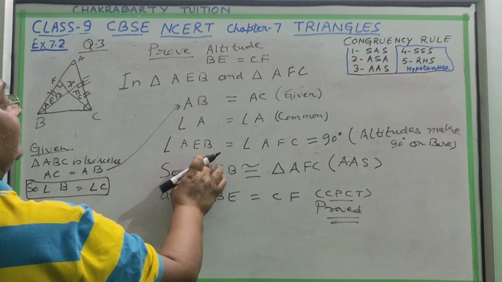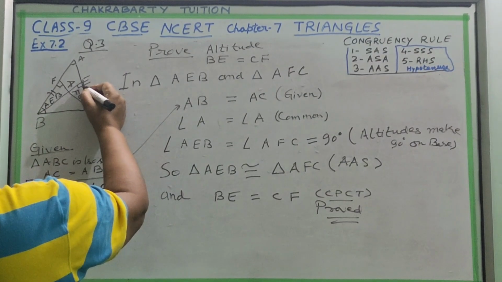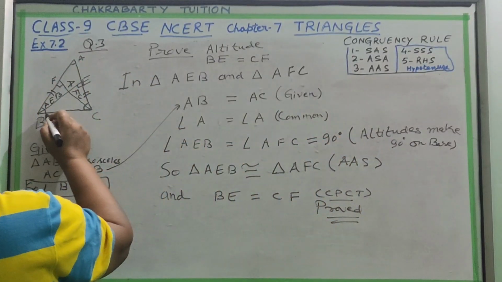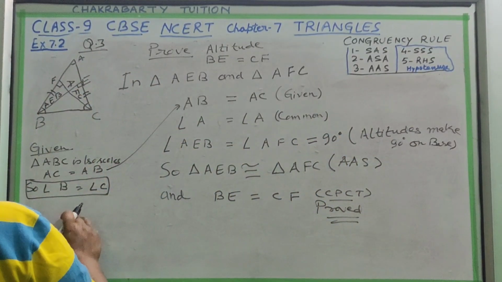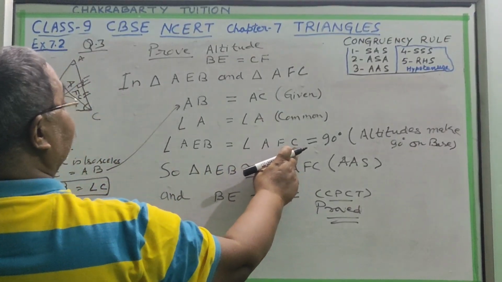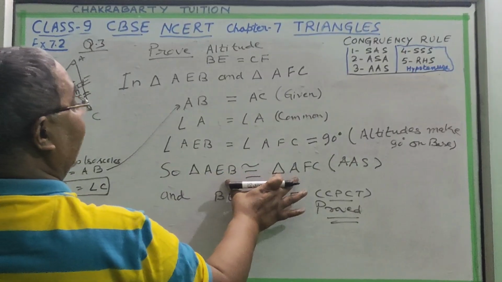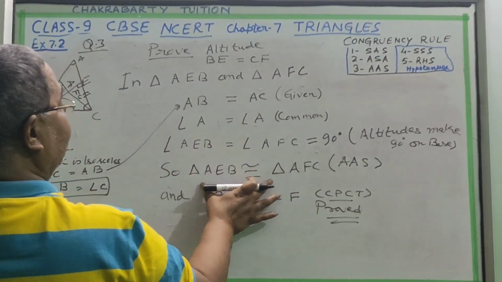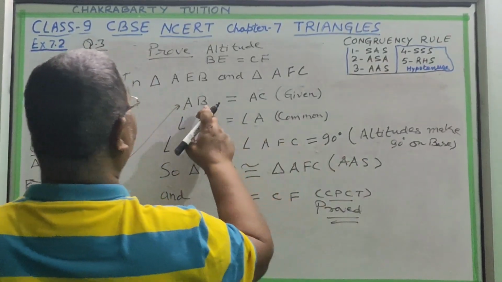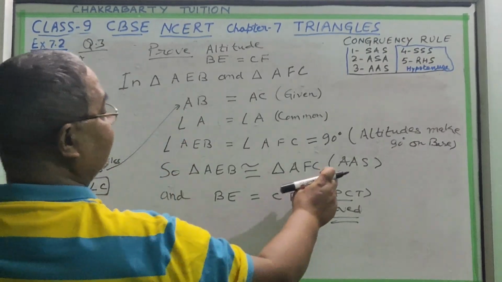In triangle AEB, the altitudes make a 90-degree angle on the base where they touch. Naturally BE is an altitude and CF is also an altitude, so these are making 90-degree angles. It means both triangles are congruent on the basis of angle, side, angle. Angle and side basis, okay.